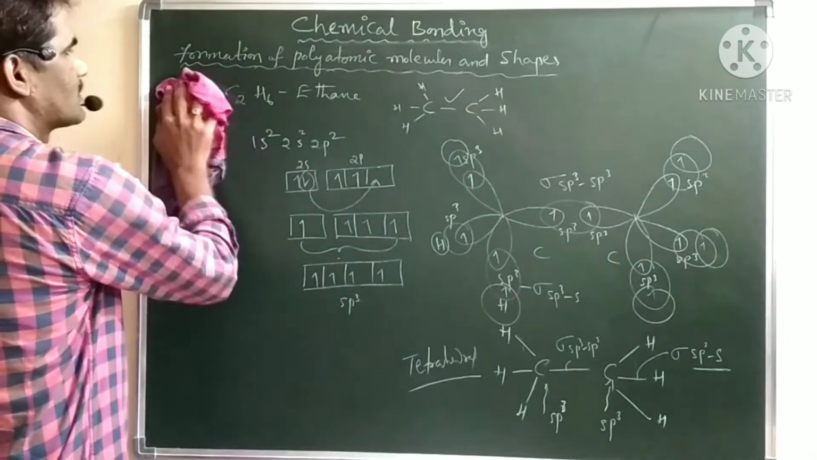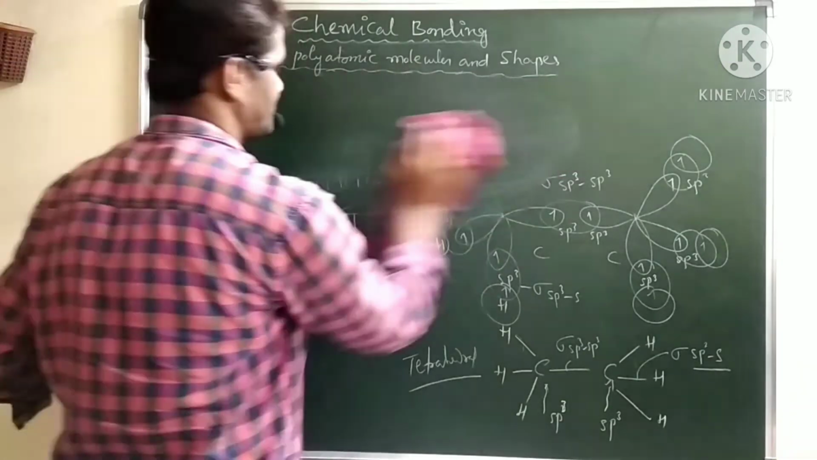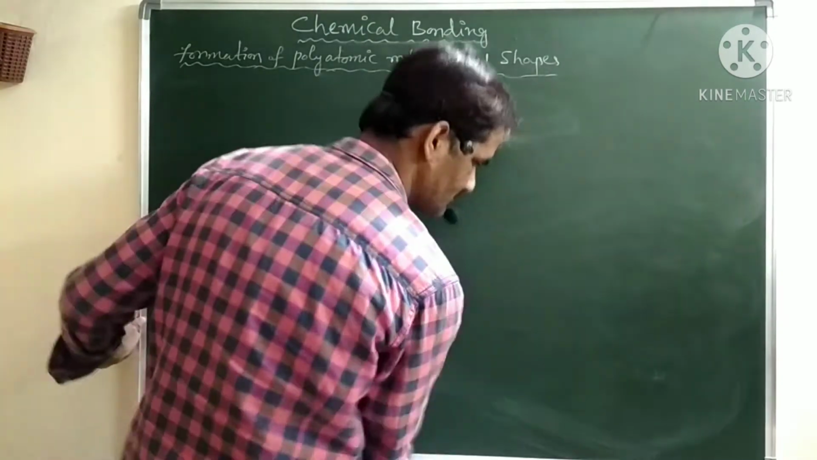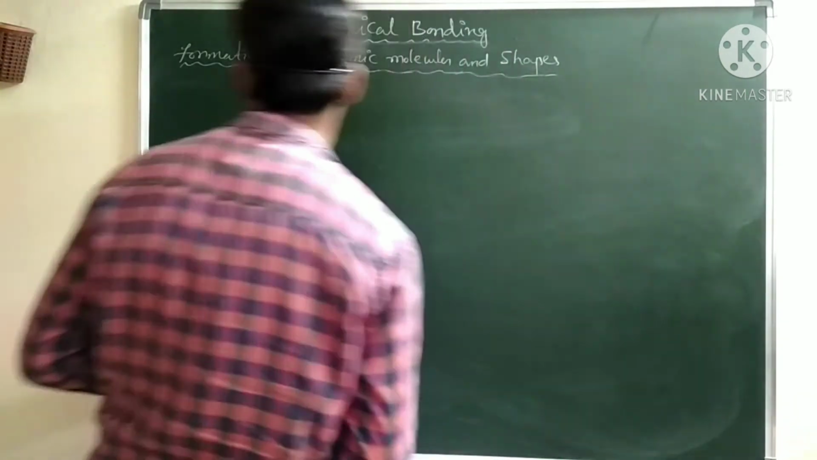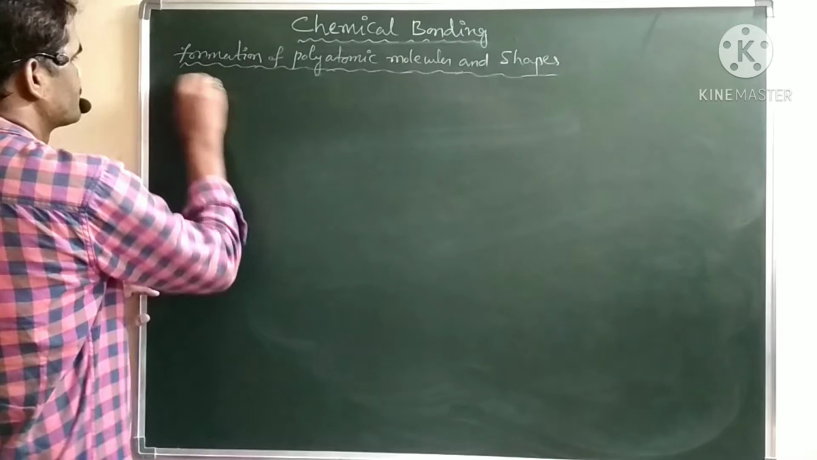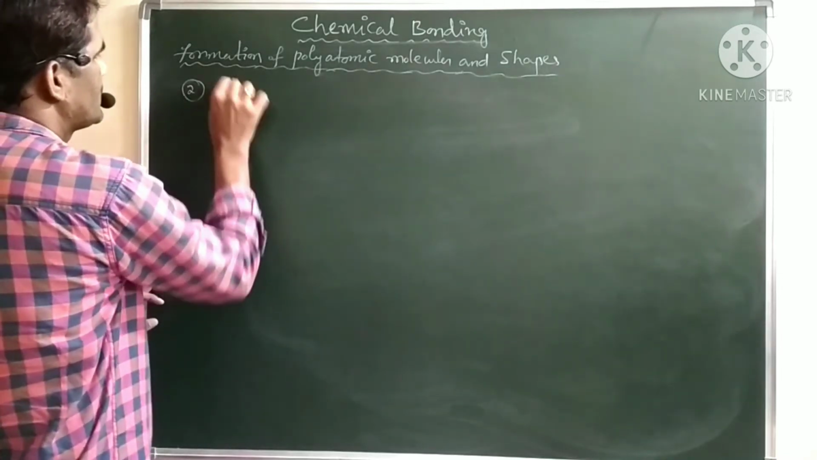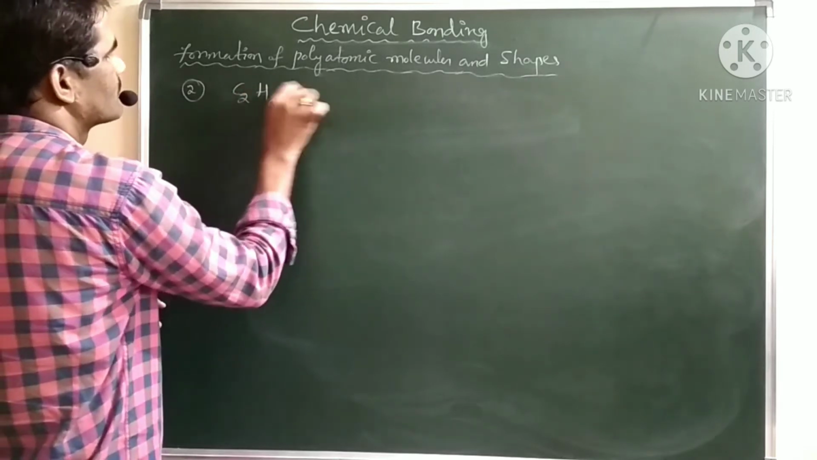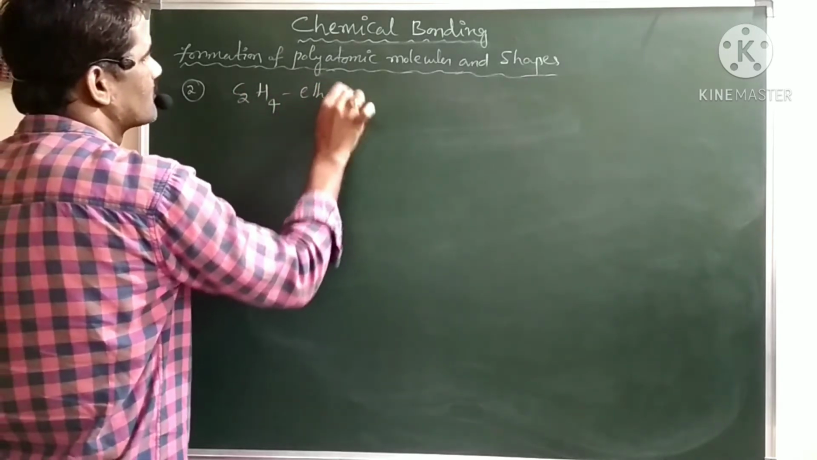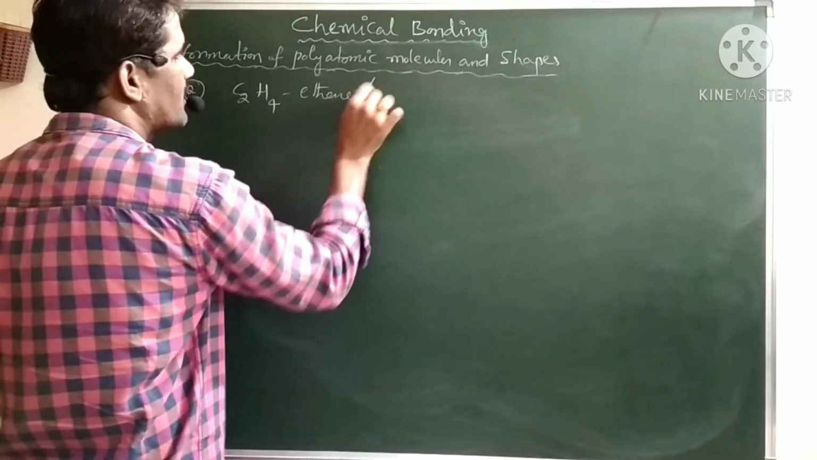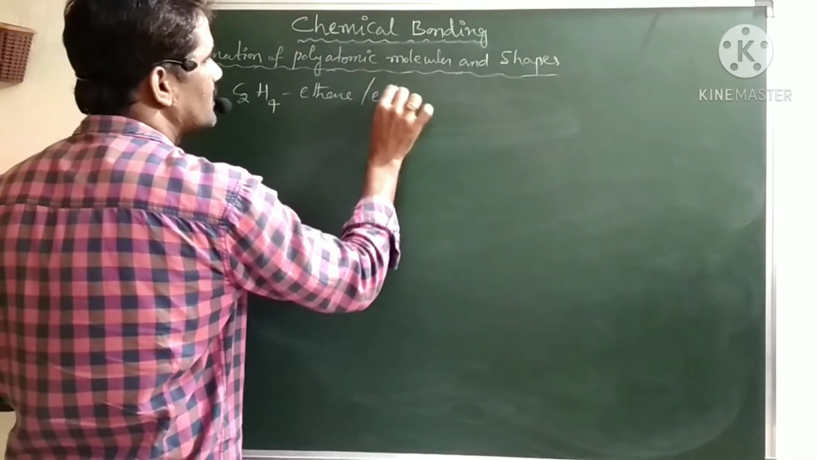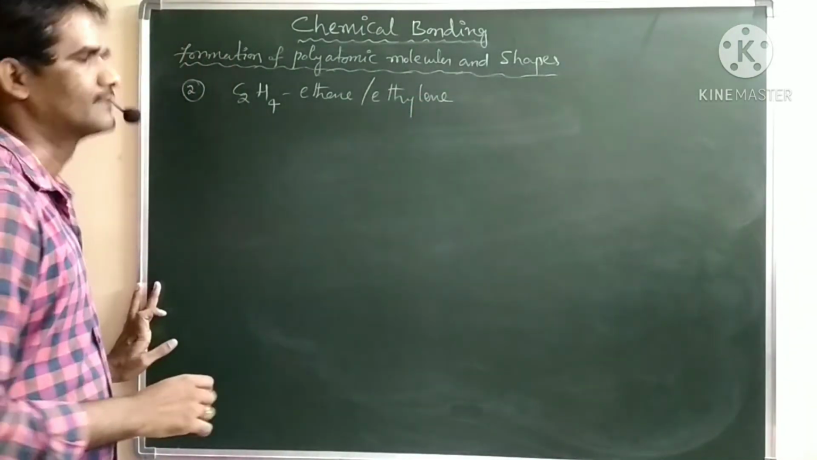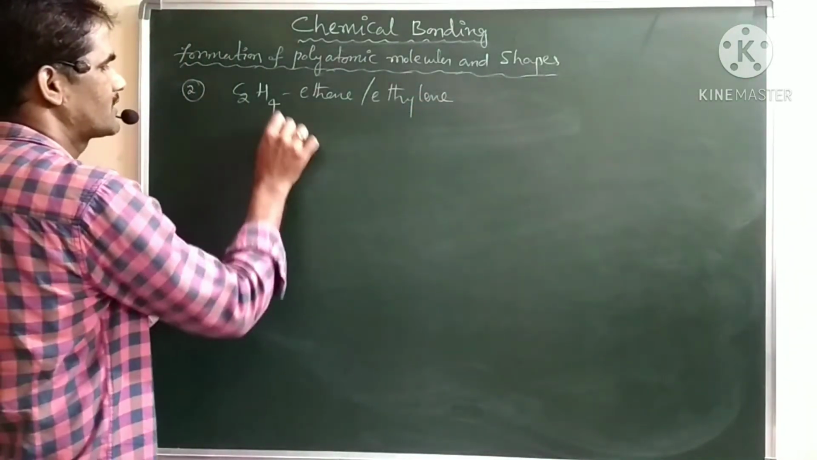And next, one more molecule here. The second one is the ethene molecule, that is C2H4. Ethene, or it can also be called the ethylene molecule. So here the ethene structure is like this.